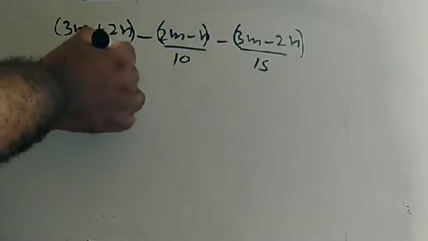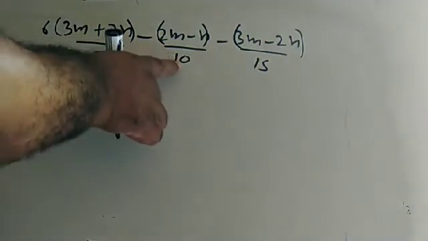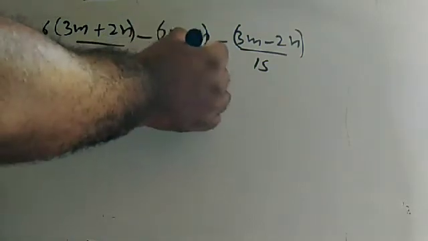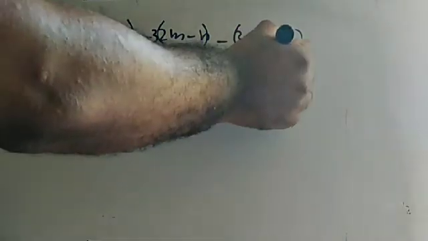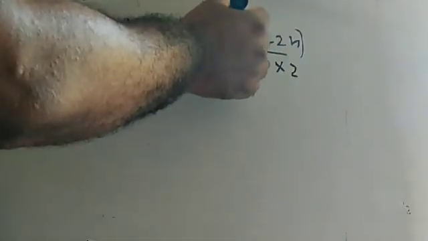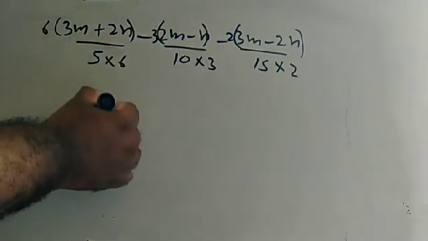To make 30, 5 should multiply by 6, so the numerator also multiplies by 6. To make 30, 10 should multiply by 3, so this also multiplies by 3. To make 30, 15 should multiply by 2, so this numerator also multiplies by 2. Right? Then 5 into 6, 30.